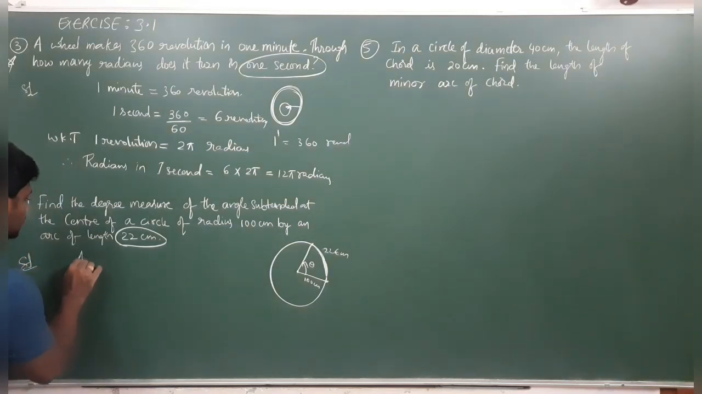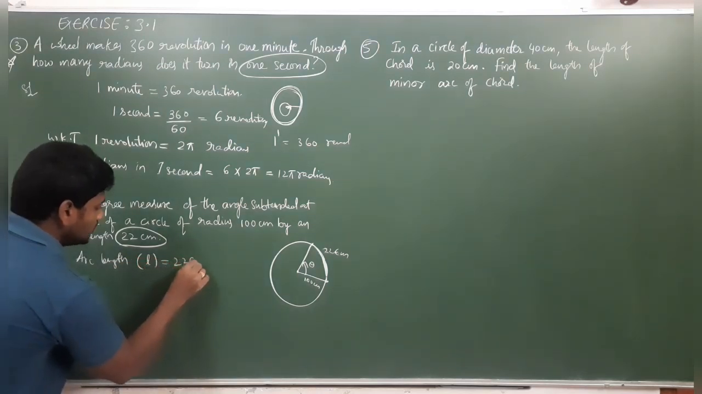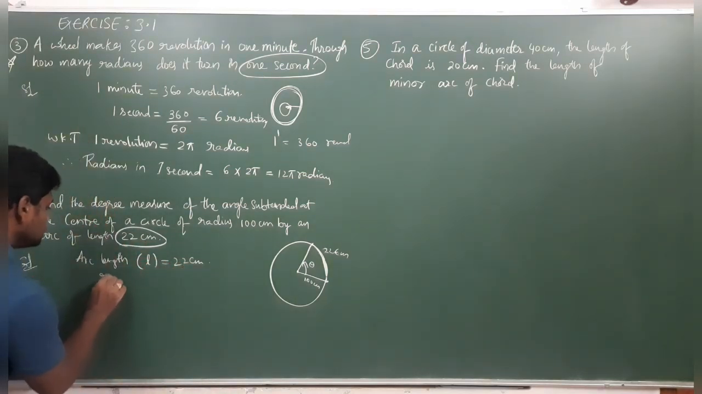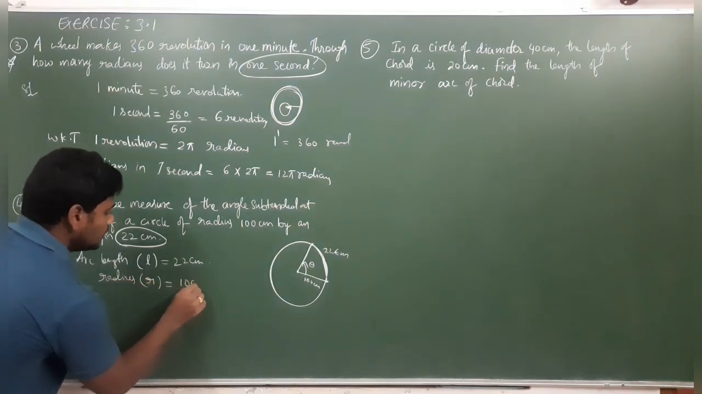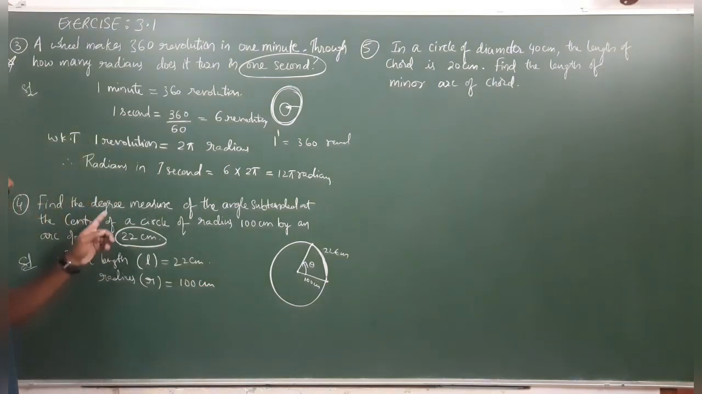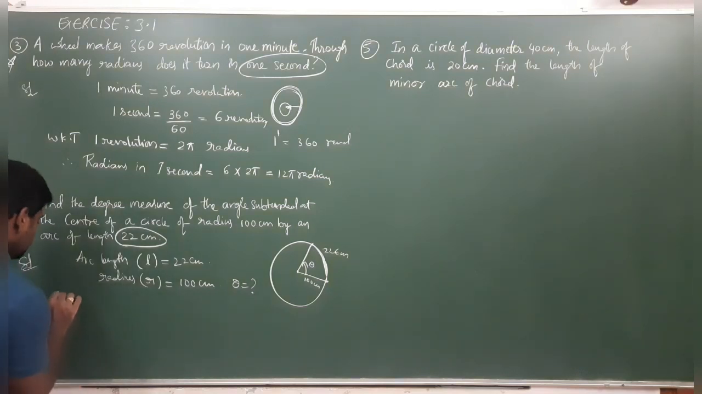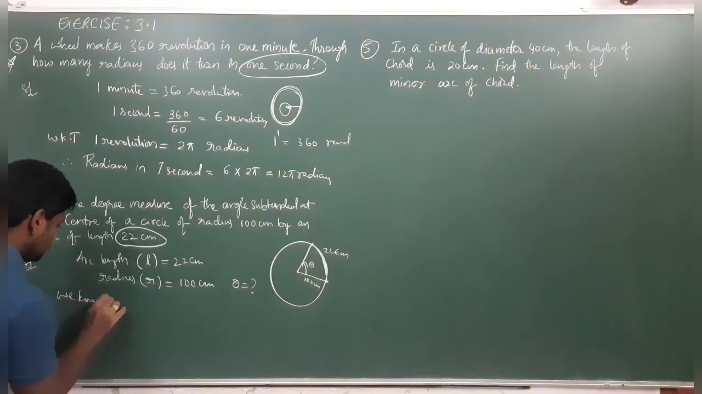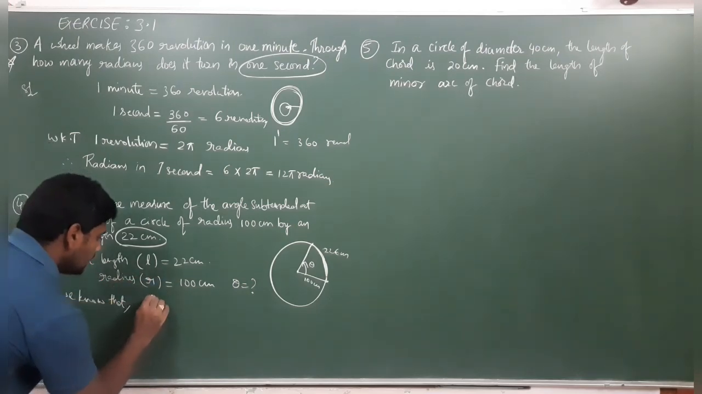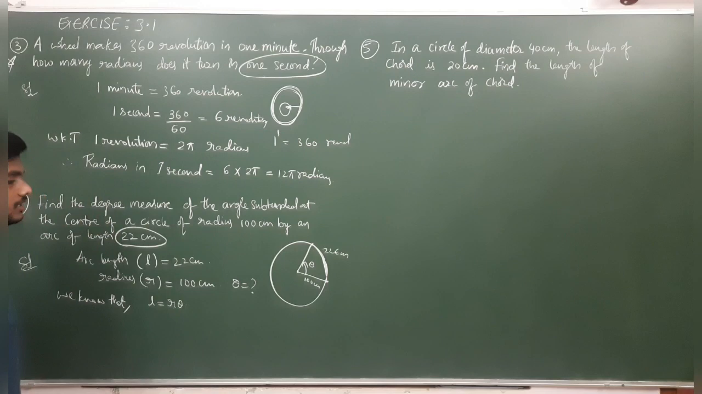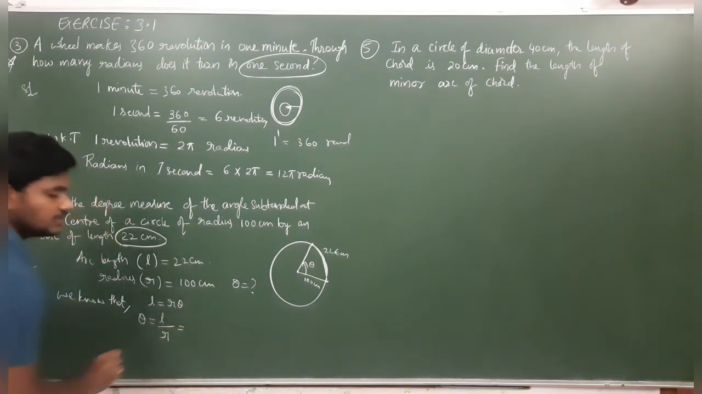See what is given? Arc length is nothing but L value, given 22 centimeters. Next, radius is nothing but R value they have given. R is equal to 100 centimeters. Now what we need to find is the degree measure, nothing but theta. We know the relation between these three: arc length, radius and theta. What is that? L equal to R theta. Now what we need to find? Theta. Then theta is equal to L by R.